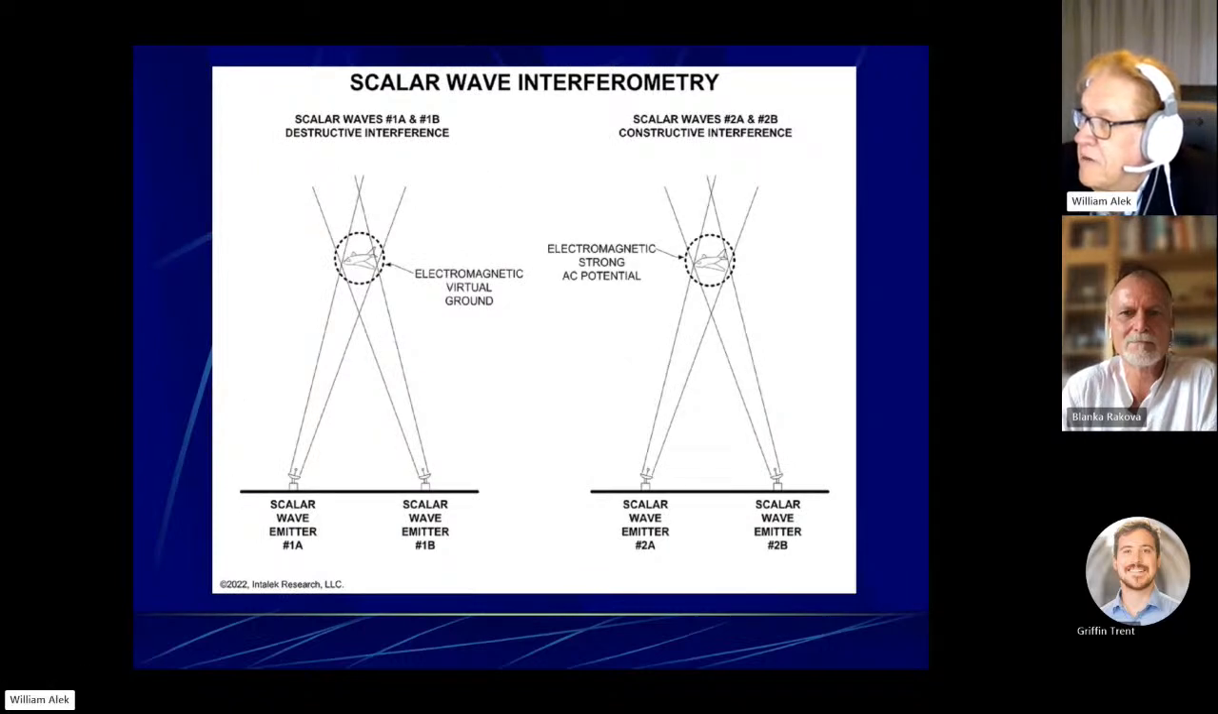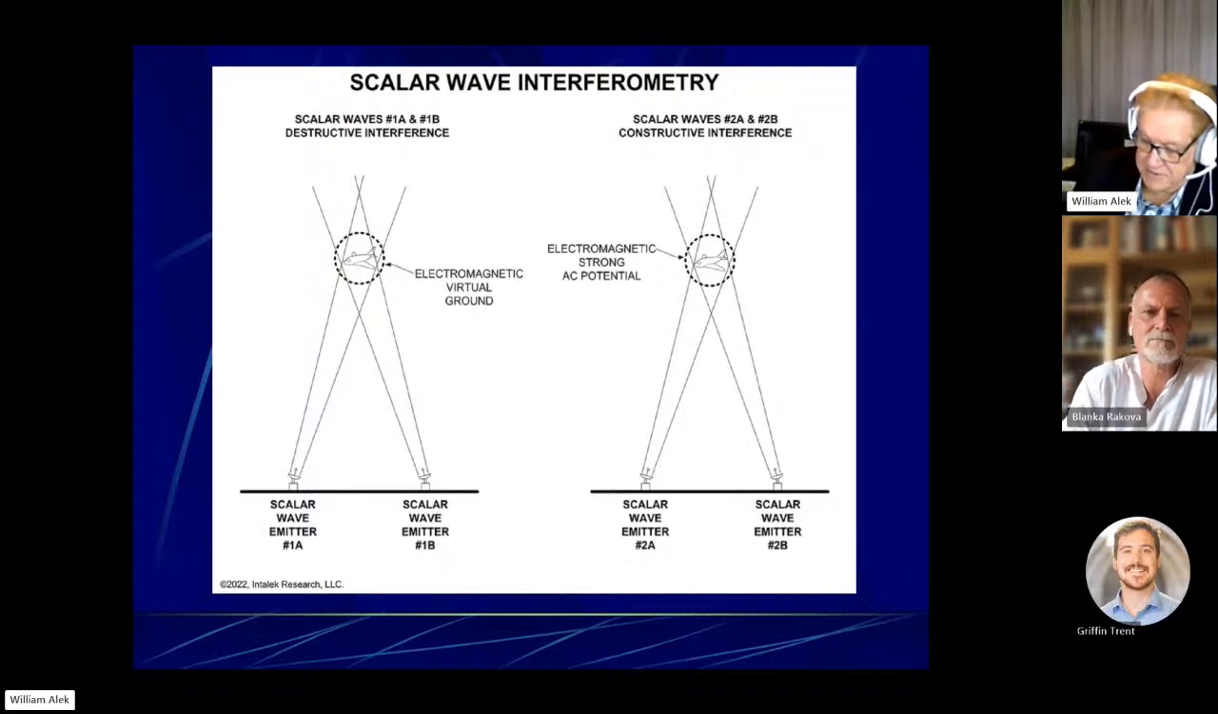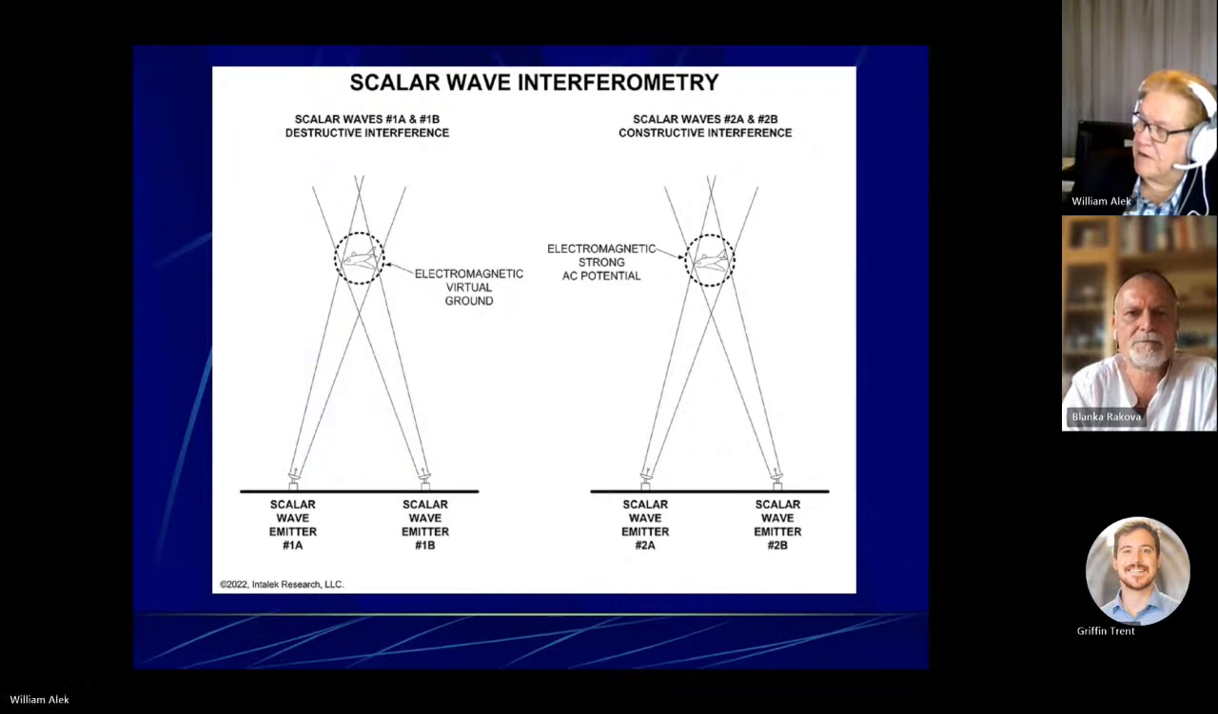And so scalar wave interferometry, okay? You have your two scalar wave emitters, okay? And that's where you can create either a virtual ground or a strong AC potential, okay? So these are all visuals here. Tom did show something like this in his lectures, okay? He did speak about these interference patterns, okay, of scalar wave interferometry.